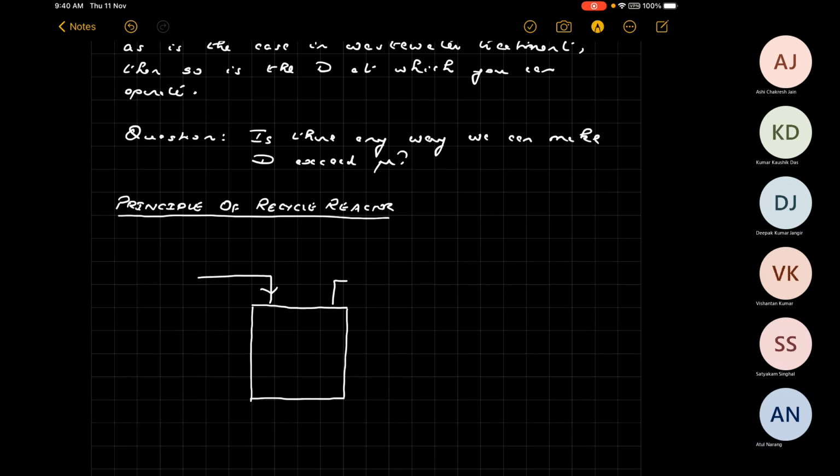This is some flow out. We're making only one modification. So earlier, we had, let's say, this thing dipping into the stream.